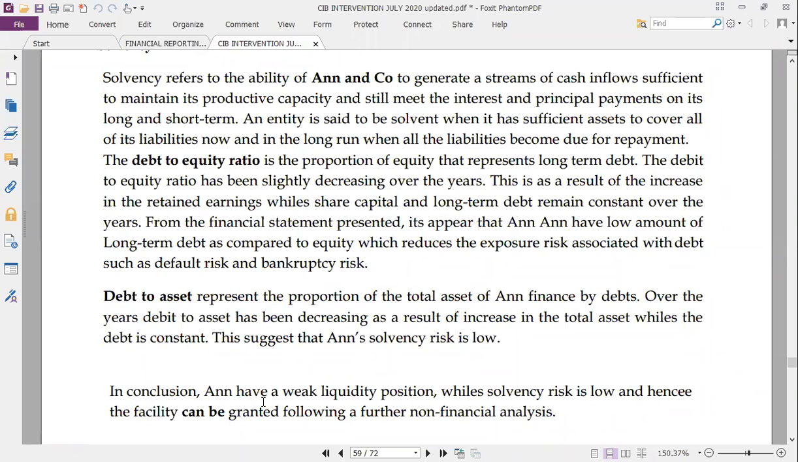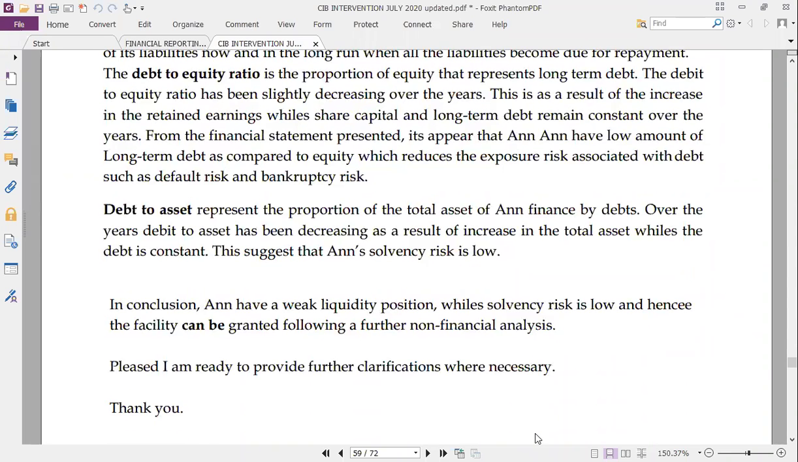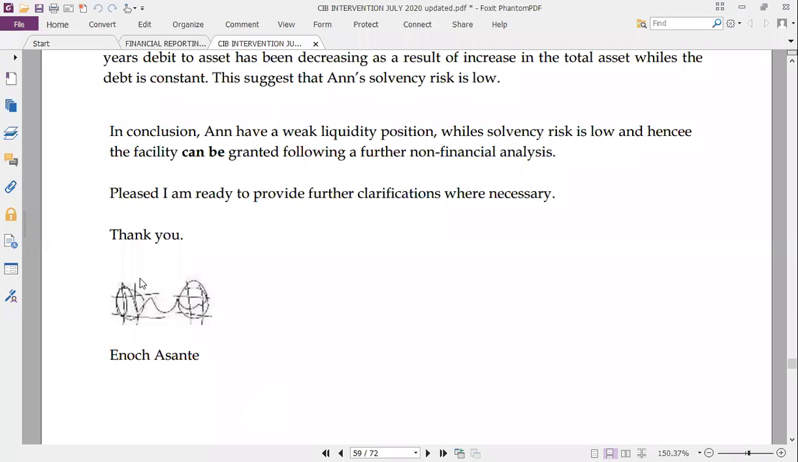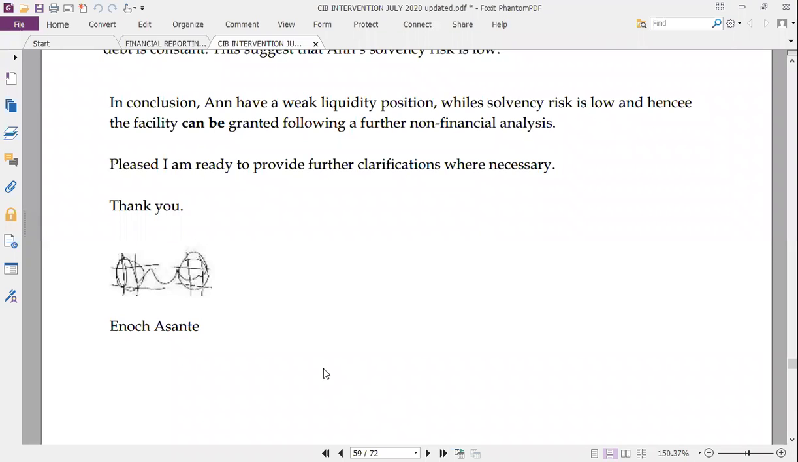Then in conclusion, ANCO has a weak liquidity position while solvency risk is low, and hence the facility can be granted following further non-financial analysis. And I'll leave it to management. Please, I'm ready to provide further clarification where necessary. Thank you. Then I sign. That's all.